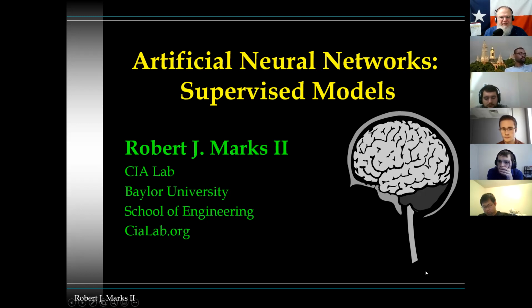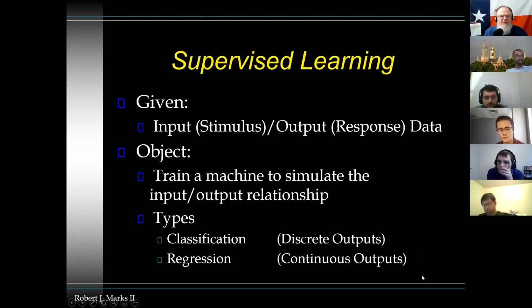But we're going to look specifically at supervised models where you have data and this data is labeled. So what you're given is an input, a stimulus, and then you get an output, which is a response. The output is the label. So if you input a picture of a dog, the output is going to be dog. And the object is to train a machine to simulate the input-output relationship.